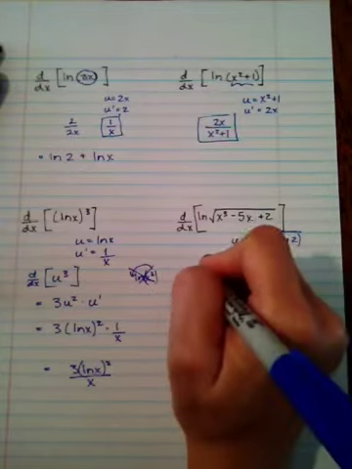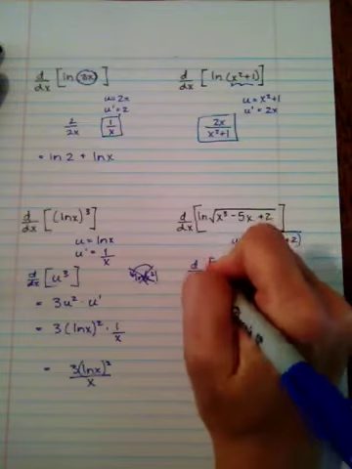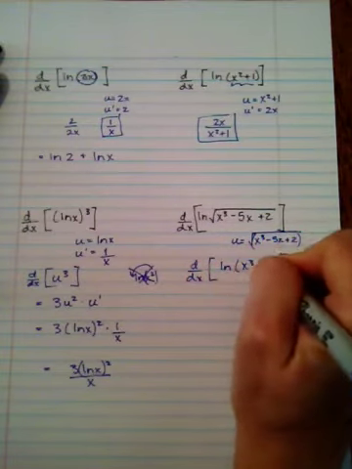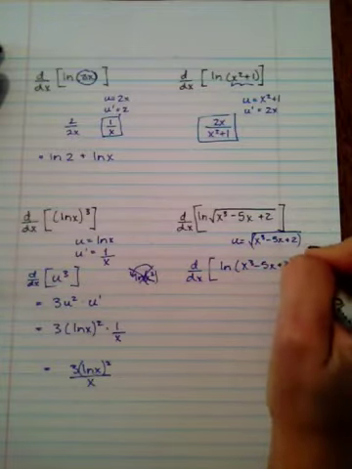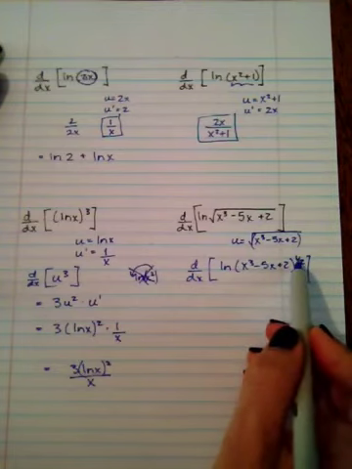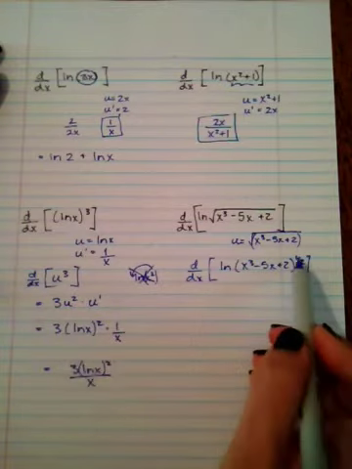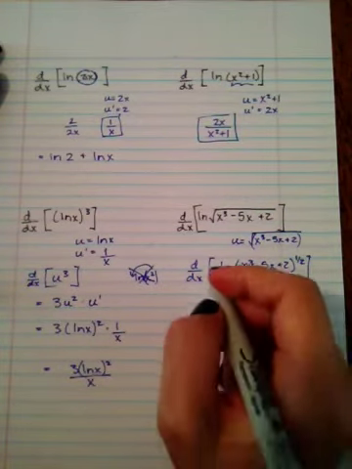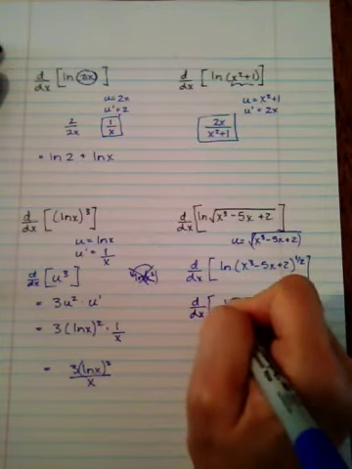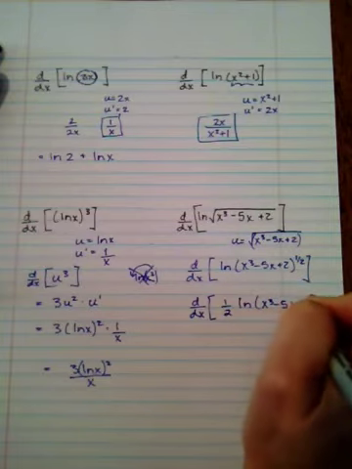So I know that this is the same thing as the derivative with respect to x of the natural log of x cubed minus 5x plus 2 to the 1/2 power. Now, my argument is what's to the 1/2 power, so that's what I was talking about over here. It's the whole natural log squared, so I can't bring the 2 down. I can definitely bring the 1/2 down. So I'm taking the derivative with respect to x of 1/2 times the natural log of x cubed minus 5x plus 2.